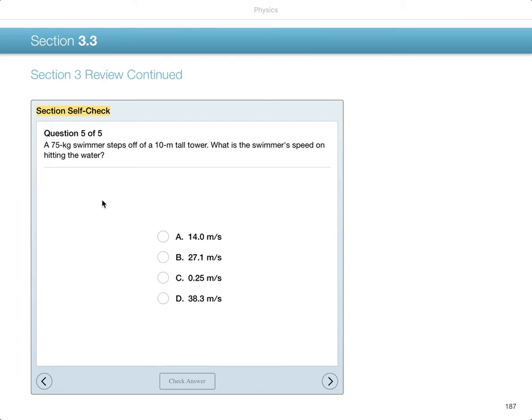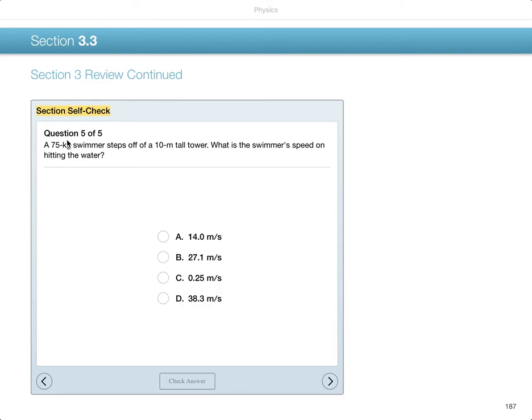Here's the last question. It's a little bit tricky. It says a 75 kilogram swimmer steps off a 10-meter tall tower. What is the swimmer's speed when they hit the water? Well, one thing to notice is they gave us 75 kilograms. Have you ever seen a problem with mass in it before? No, we haven't talked about mass yet. So this is an example where they gave you extra information you didn't need.